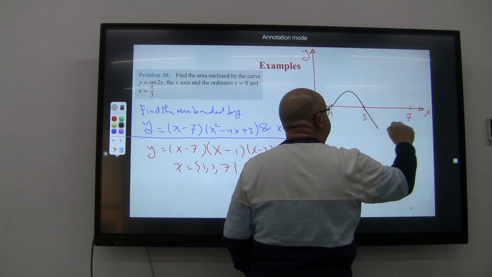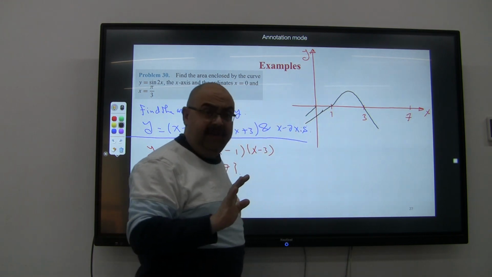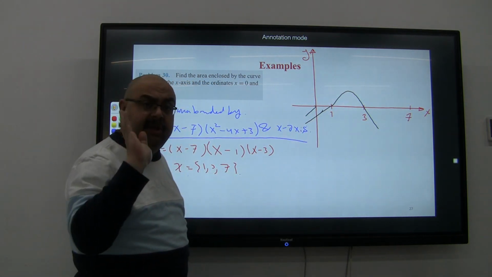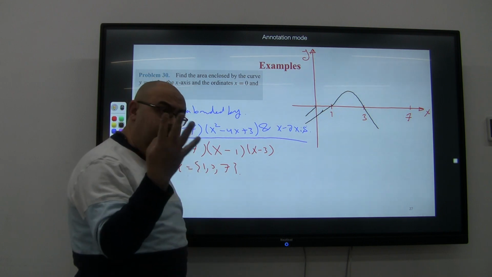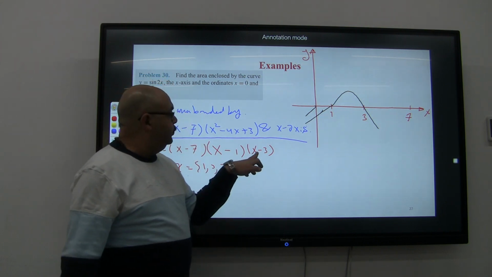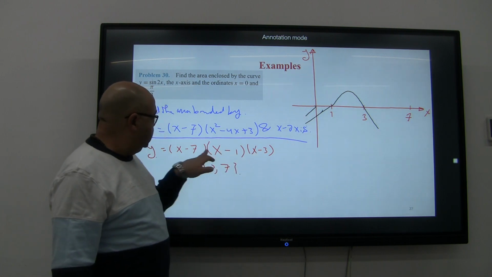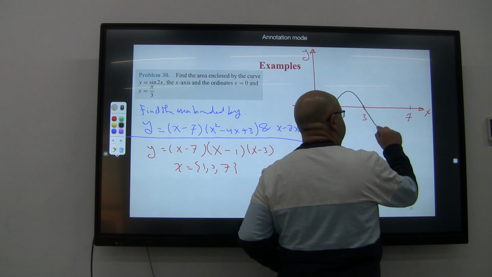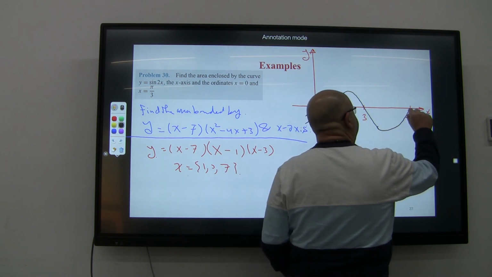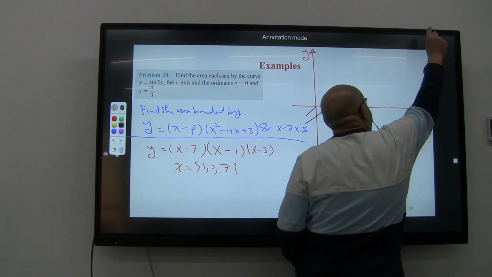I believe between 3 and 7 is going to be a negative value. Also in a similar manner, start taking any number between 3 and 7. Let's say 4. If we substitute 4 here, it's going to be positive, but it is negative, which makes sense that the function is going to be in the negative part. Then it will move again once more to hit the x-axis and go up.